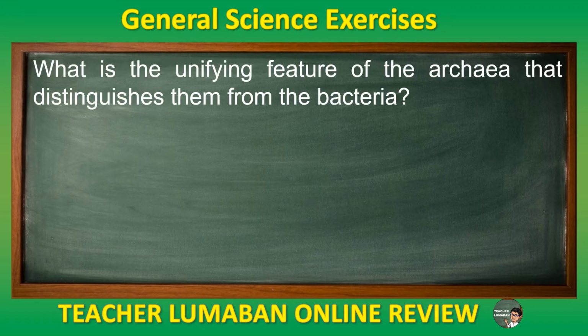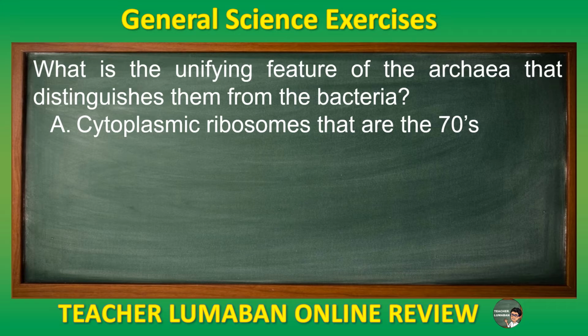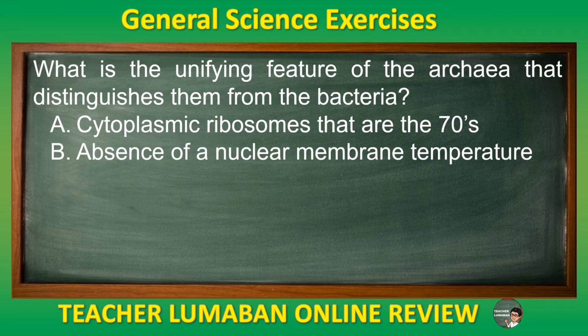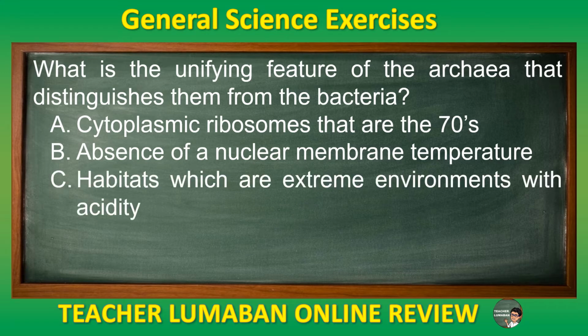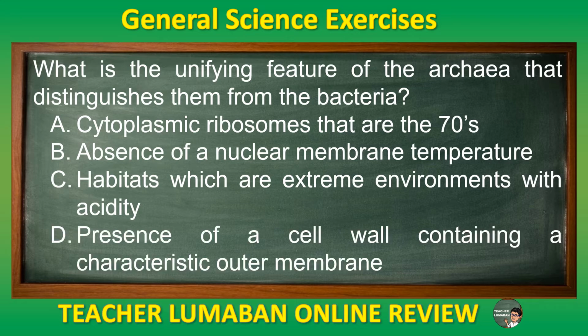What is the unifying feature of the archaea that distinguishes them from the bacteria? Letter A, cytoplasmic ribosomes that are the 70s. Letter B, absence of a nuclear membrane. Letter C, habitats which are extreme environments with acidity. Letter D, presence of a cell wall containing a characteristic outer membrane. Choose the suitable answer based on the given choices in 5 seconds.